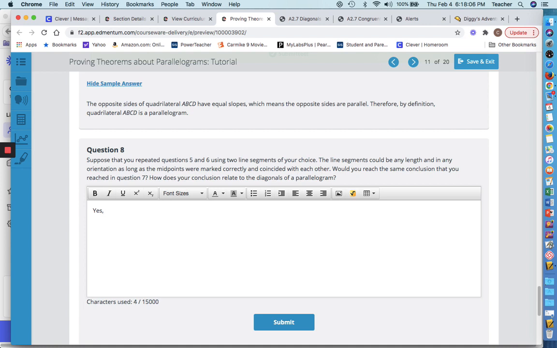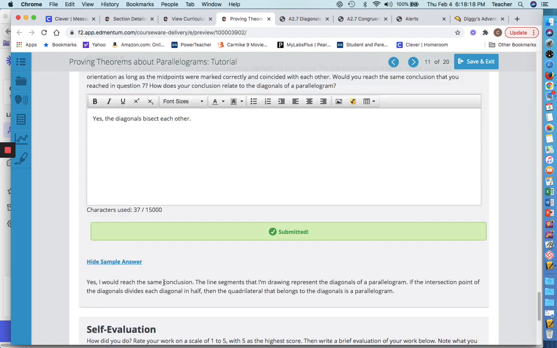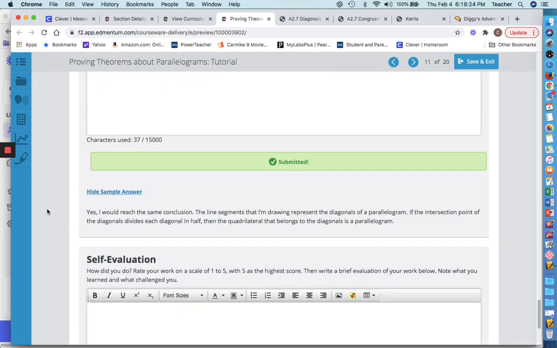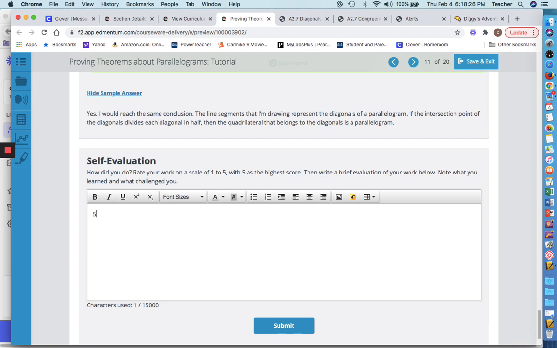What does your conclusion relate to the diagonals? The diagonals bisect each other. Yeah, you'd reach the same conclusion. Okay. It's a parallelogram. Oh, okay. Hey, self-eval. Whoop, whoop. I'm always a 5 because I rock some geometry.